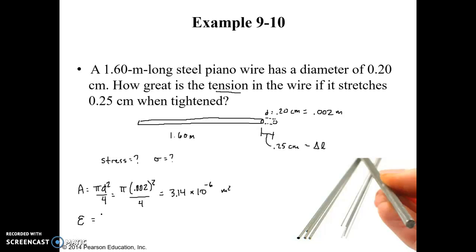Strain is equal to the delta L over the original L. So the delta L was 0.25 centimeters, and the original length was 1.6 meters. So I need these to be consistent units. So let's move this 2 decimal places, 0.0025 meters over 1.6. So that gives me a strain of 0.0015625. And there are no units on that. Strain is unitless because it's just a ratio of lengths. I've got meters and meters. They cancel each other out. I'm left with this unitless strain.